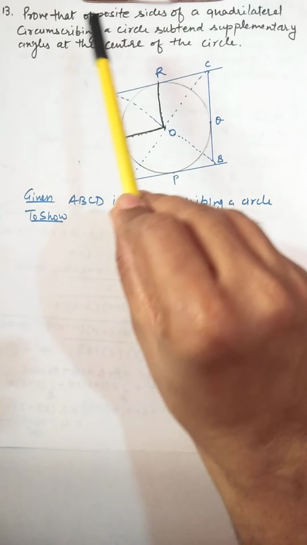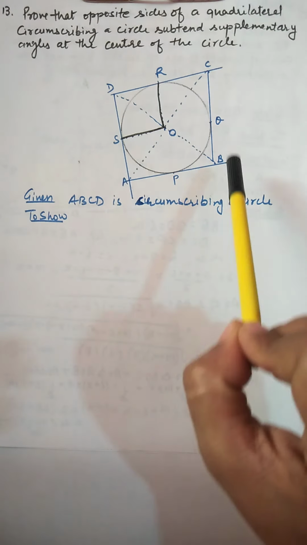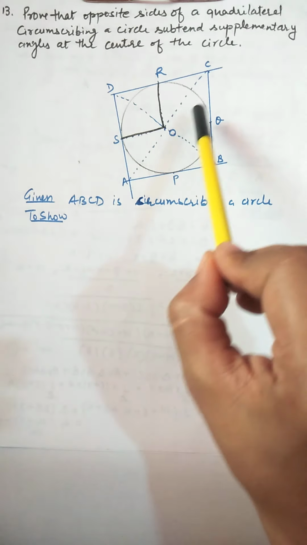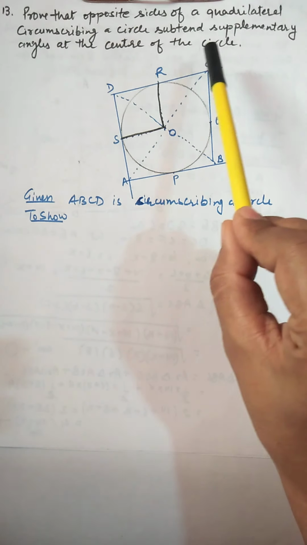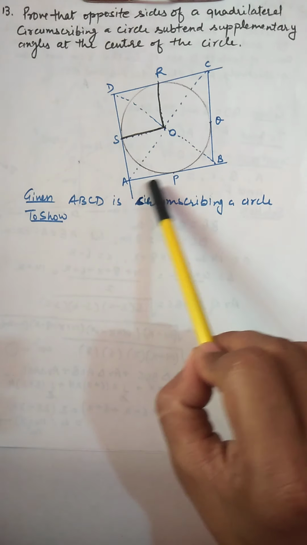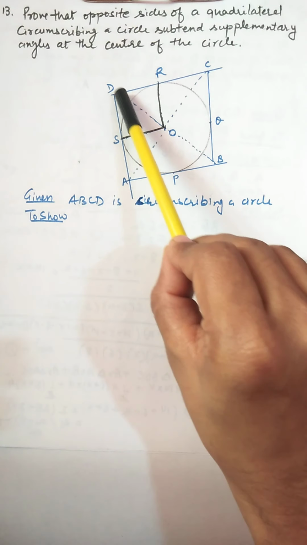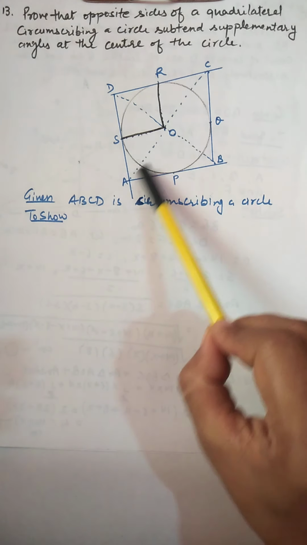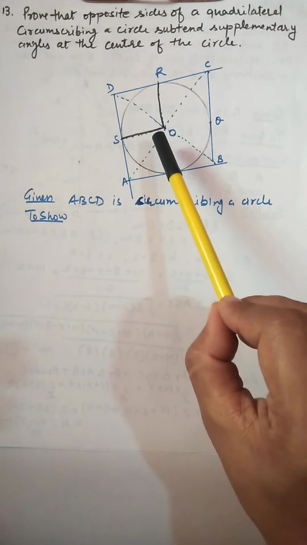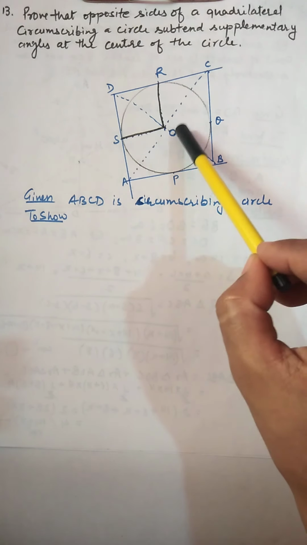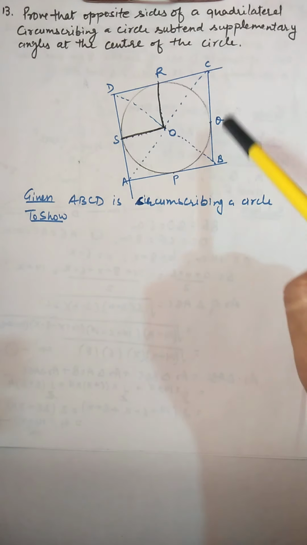See question number 13. In this question you have to prove that opposite sides of a quadrilateral, means this ABCD is a quadrilateral which is circumscribing a circle, subtend supplementary angles at the center of the circle. First you take this AB and CD, they are making angle DOC and AOB at the center. We have to show that the sum of DOC and AOB is 180 degrees. Similarly we have to show AOD this angle and BOC this angle, the sum is 180 degrees.